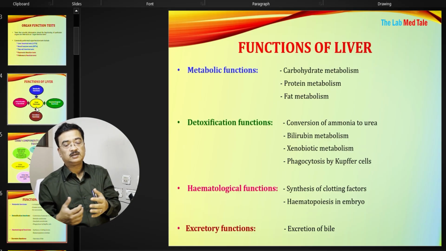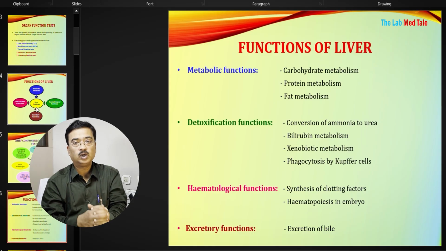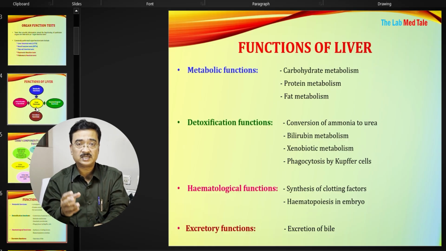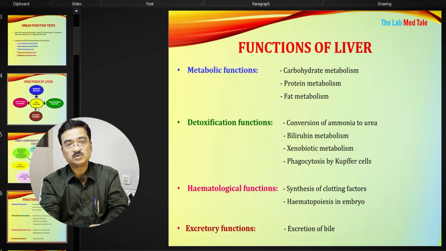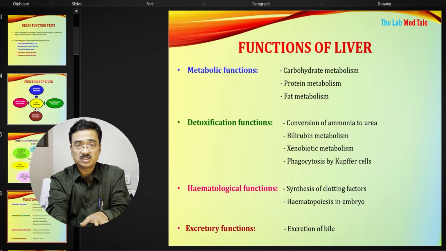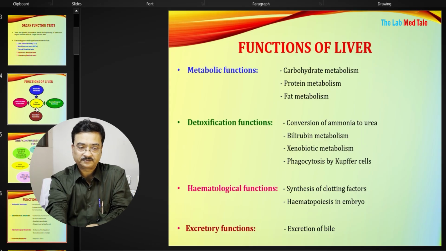The hematological functions are the synthesis of clotting factors. As you know, most of the clotting factors are synthesized in the liver. Also, in the embryo stage, hematopoiesis is taken care of by the liver. And what is the excretory function? The excretion of bile. Bile formation and excretion serve an excretory function by the liver. So the liver serves all the functions at a go, and is one of the most important organs of our body.